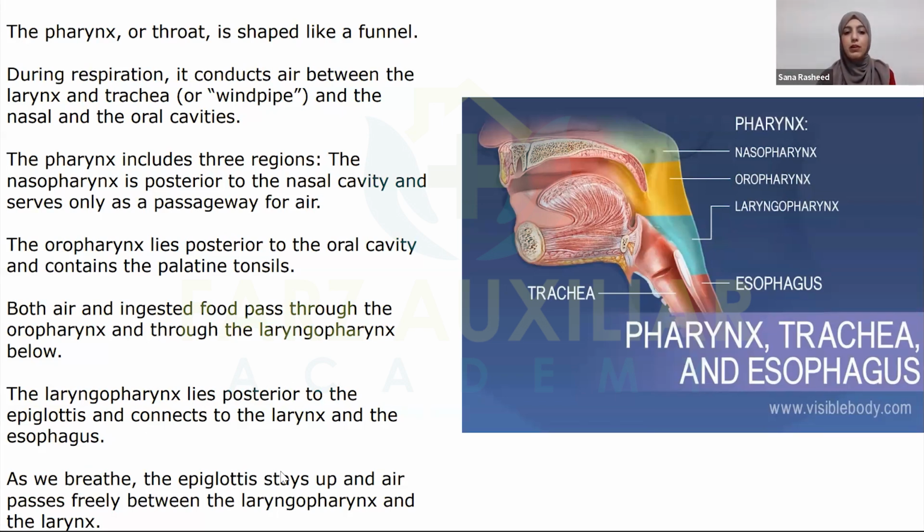So as we breathe, the epiglottis stays up and air passes freely between the laryngopharynx and the larynx. Right? So it's very important that during breathing, when we're not eating, the epiglottis stays up. The epiglottis has its role in preventing aspiration while we are eating, because when we eat, the epiglottis covers the larynx to prevent the food from going into the airway. So this is basically the epiglottis.